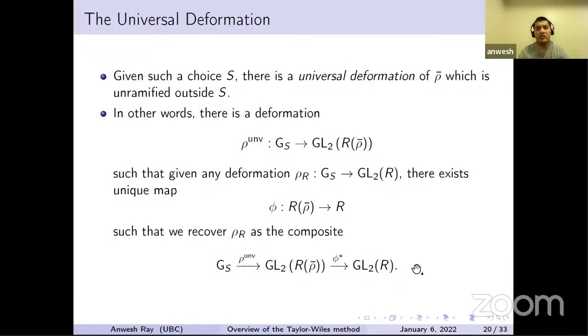So, if I take a look at Spec of R_rho bar, then all the R-valued points of Spec of R_rho bar correspond to the R-valued deformations rho_R. So Spec of R_rho bar is like a scheme that parameterizes all the deformations of rho bar. It's representing a moduli problem. Here R_rho bar is called the universal deformation ring. This is a really important point. I just want to check with the audience if this point is clear. Any questions about what I've said so far?